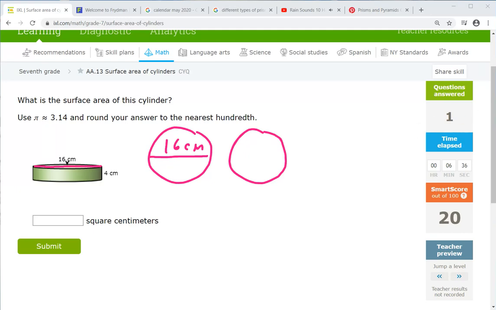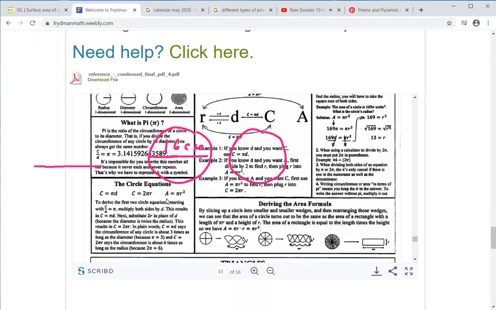We want the radius in order to use the area formula. We want r, we don't want d, which is the diameter. But it's very easy to get the radius from the diameter. We just take that diameter and we divide it by 2 to get the radius.